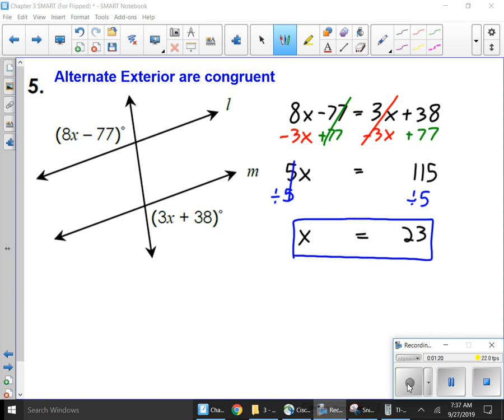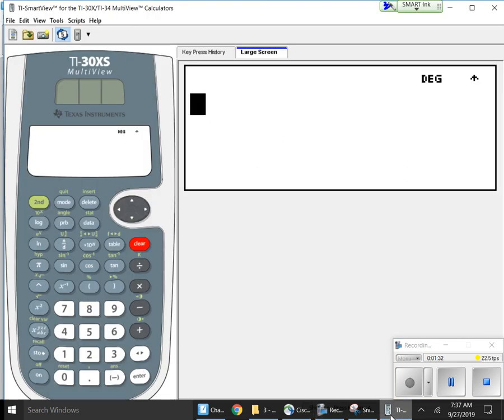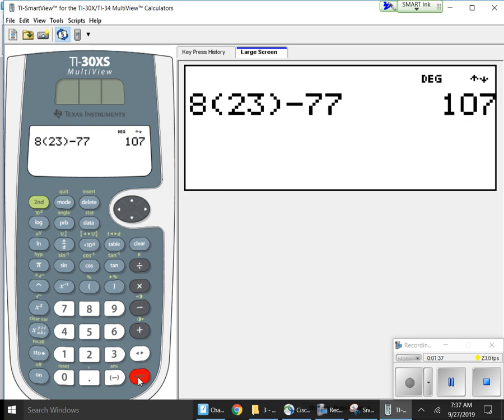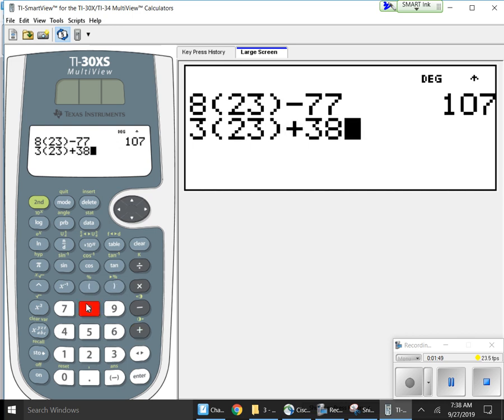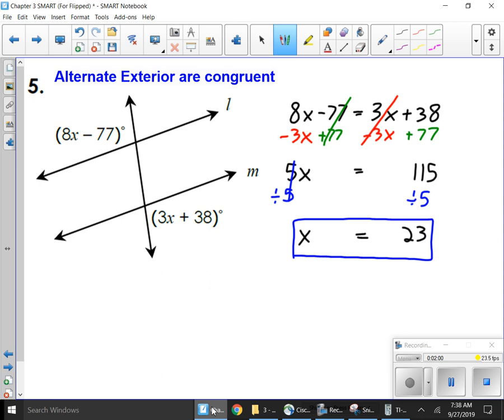Now, when we go to double check our work, we'll want to substitute that 23 into both of these angle measures. Conveniently, I have a calculator. So when we do 8 times 23 minus 77, we get 107 degrees for my first angle, the one in the top left corner. And then when I check the second one, it's going to be 3 times 23 plus 38. We once again get 107. So that value 23 did get us two congruent angles. It is important to check your work so that you know you're doing everything correctly. But that answer 23 does check out.